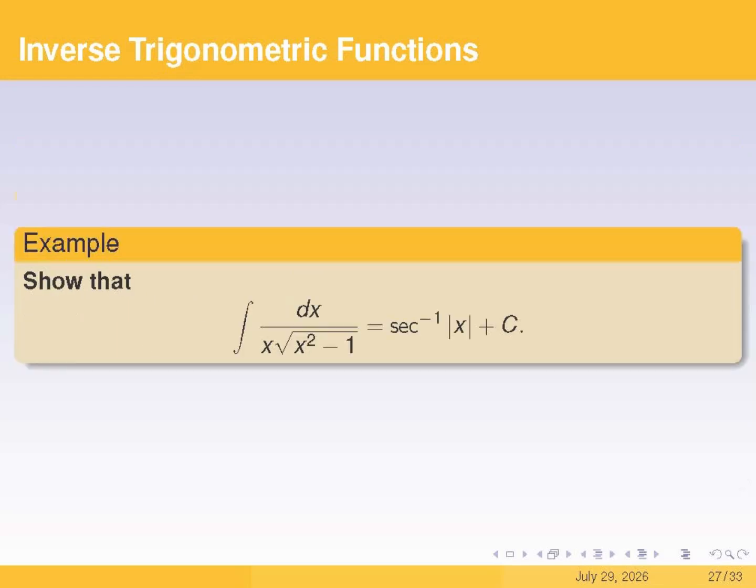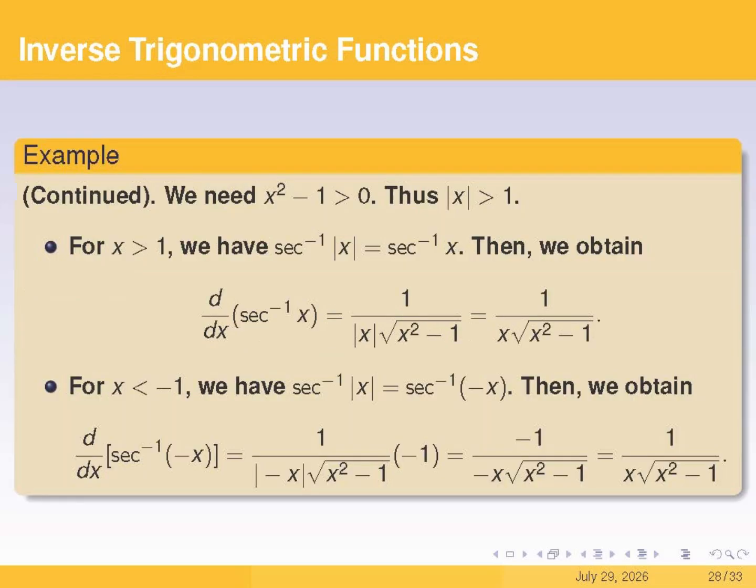This example requires proving the indefinite integral on the screen. Rather than evaluating the integral directly, this proof is established by differentiating its antiderivative, arcsecant. Since x squared minus 1 must be greater than 0, we get that the absolute value of x must be greater than 1, as shown on the first line. Therefore, the proof is divided into two cases: x is greater than 1 and x is less than -1.